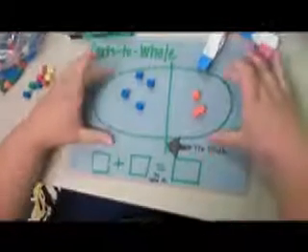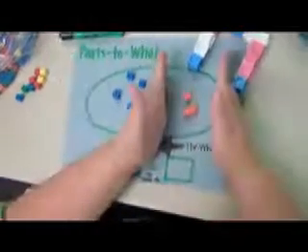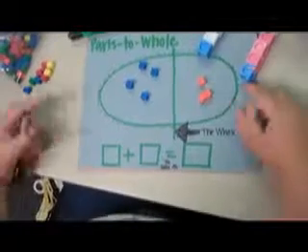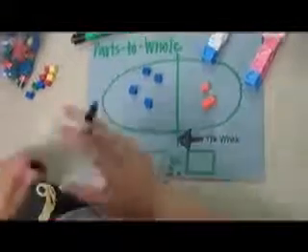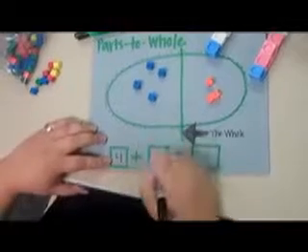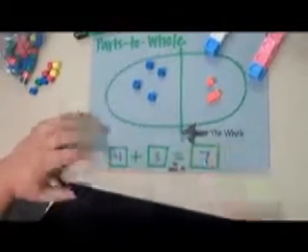Using the parts to whole model shows the students the whole versus each part. So in this part you have 4, in this part you have 3, and as a whole you have 7. So after introducing that, and once your students have a solid grasp on the parts to whole concept, you can introduce the algorithm that 4 plus 3 equals 7.